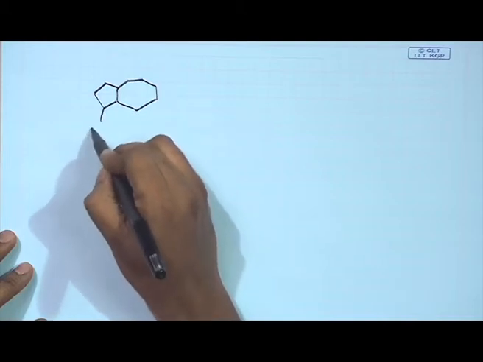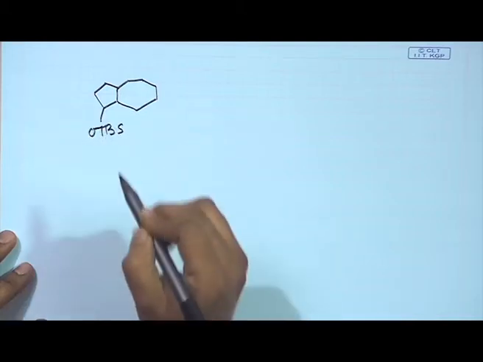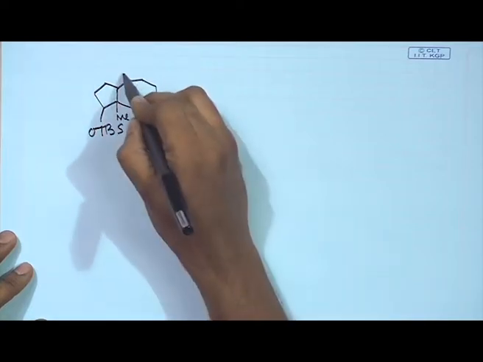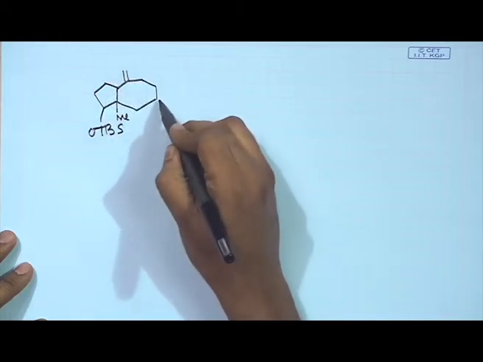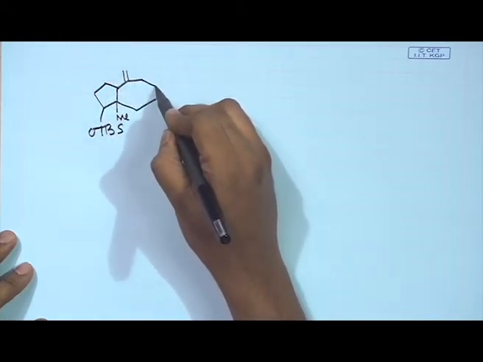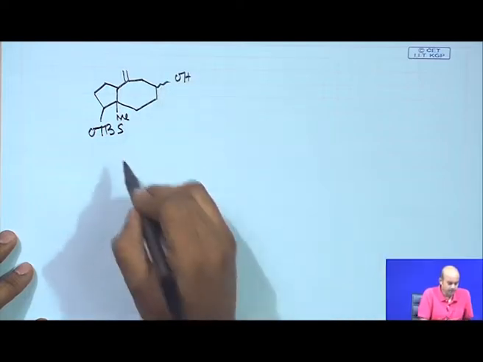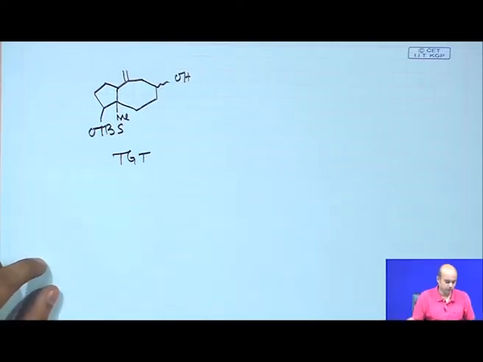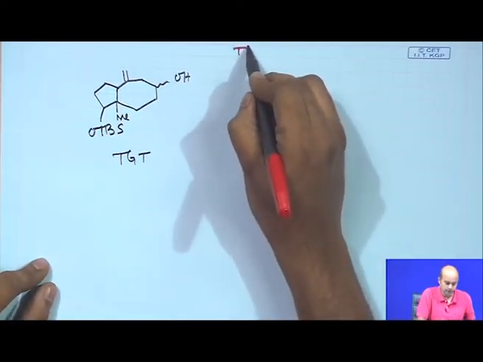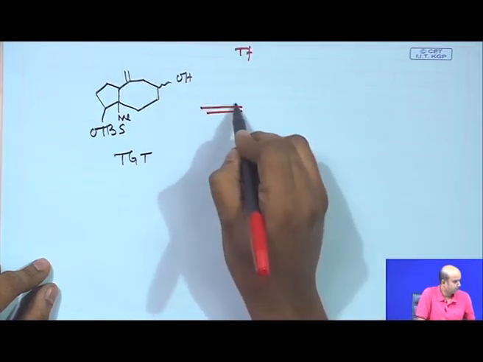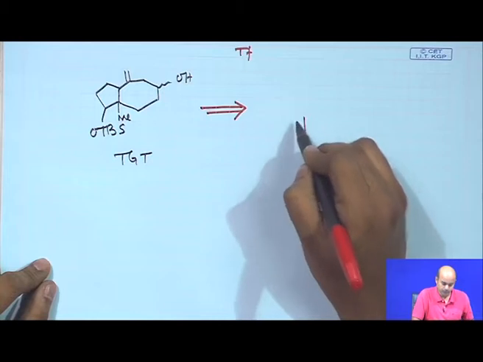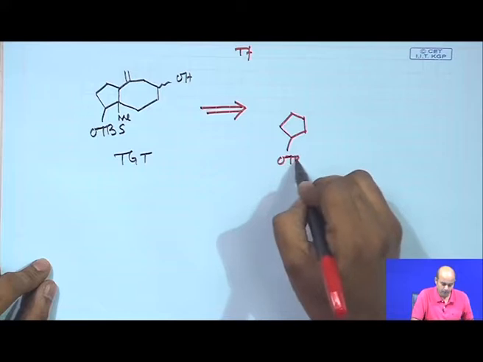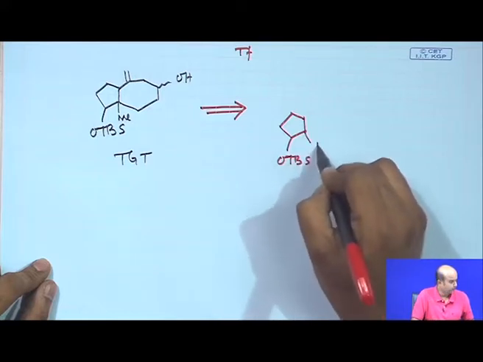This particular compound was given as a target molecule, and if you see the structural features, it is basically a 5-membered ring and a 7-membered ring fused together. Now, as I said, it will be a purely transformation based approach. Let us first do the retro.